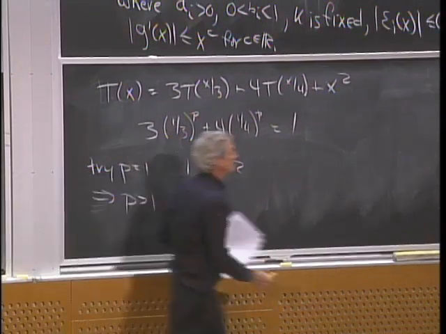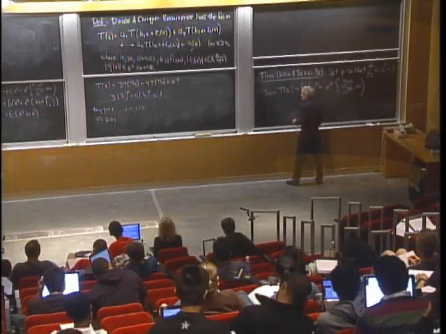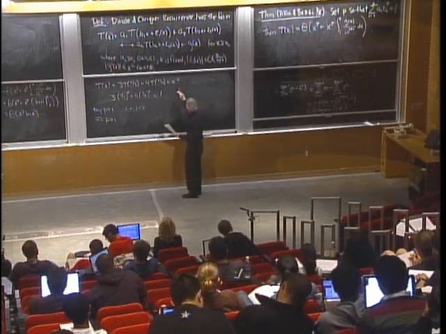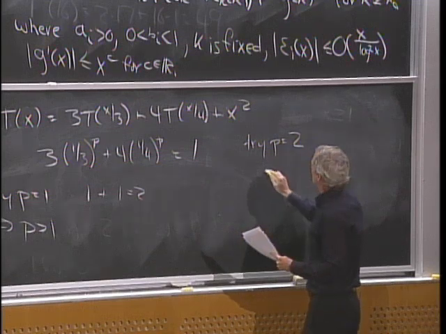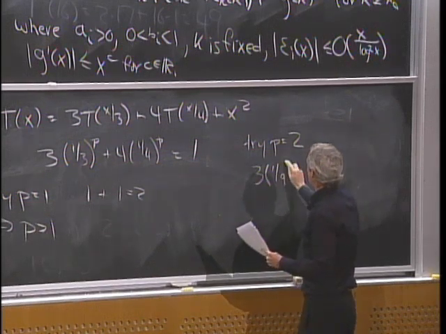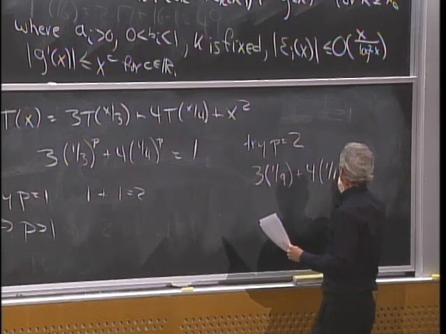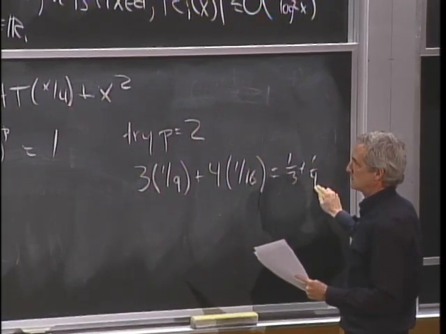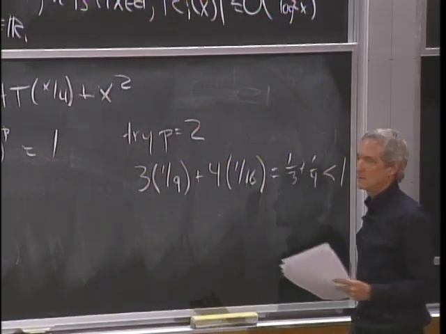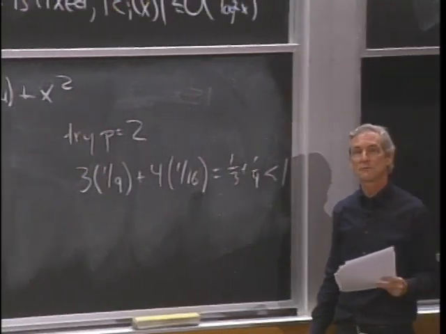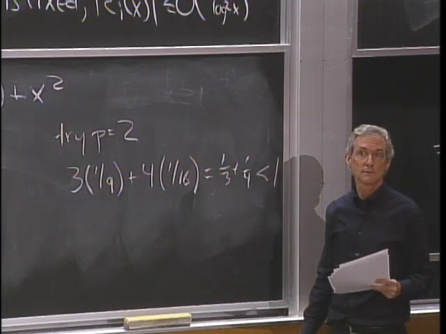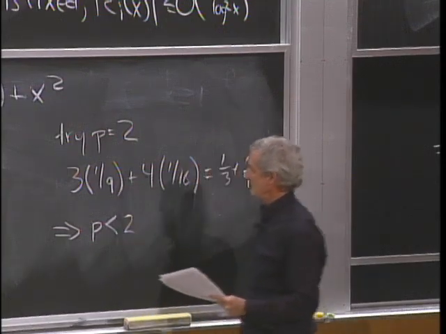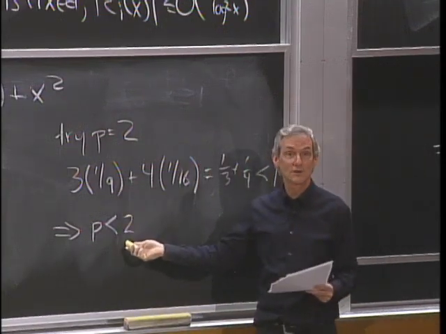All right, so the next thing to try, hoping the world is nice, would be p equals 2. Let's try p equals 2. So I get 3 times a ninth plus 4 times a 16th. And that equals a third plus a fourth. That's less than 1. That didn't work. What do I have to do now with p? Is it bigger than 2 or less than 2? Less than 2. That's sort of a pain. p is between 1 and 2, so it's not an integer.